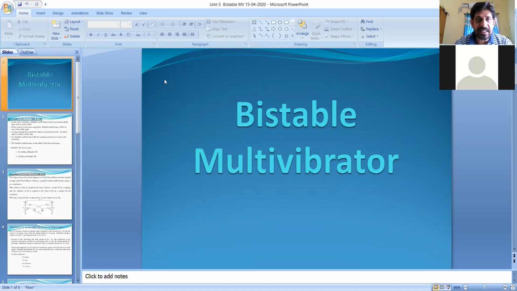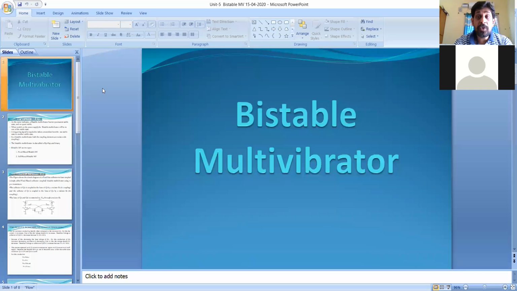Until the trigger pulse is applied, the monostable multivibrator is always in the stable state condition. Now, when I apply the trigger pulse, always a symmetrical trigger pulse you are going to apply. The symmetrical trigger pulse may be applied at the base of Q1 or the base of Q2, or the collector of Q1 or the collector of Q2. Depending on the requirement, you can connect anywhere.